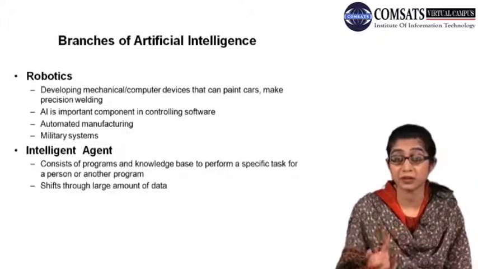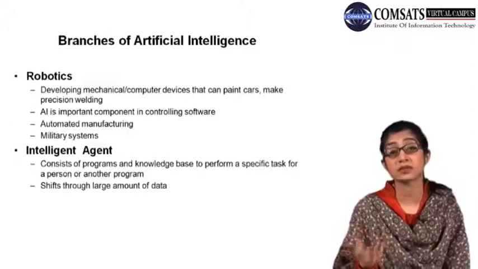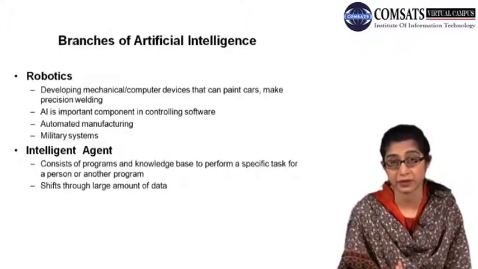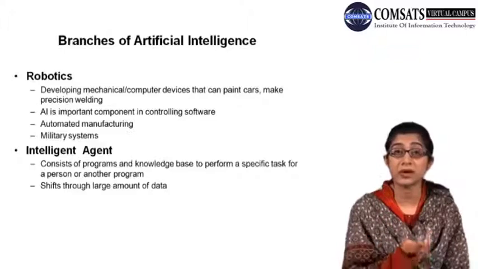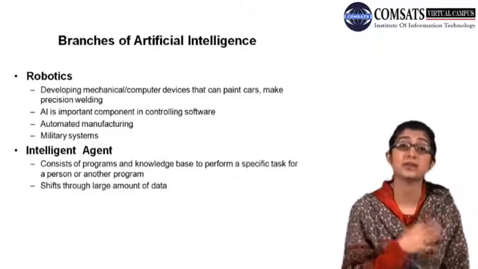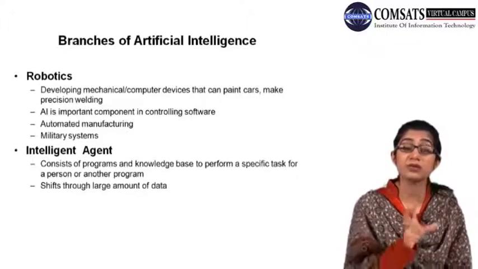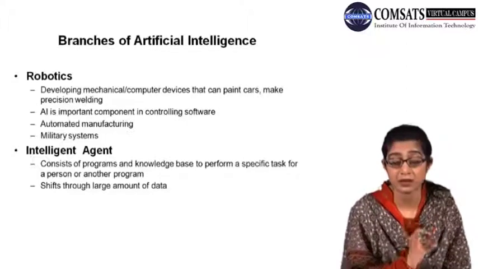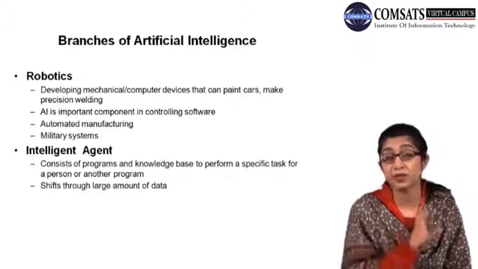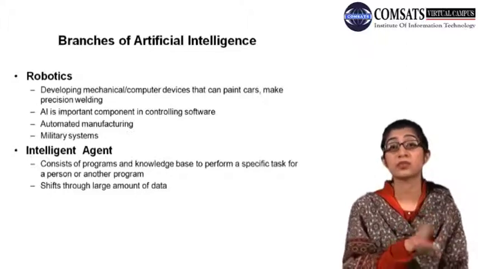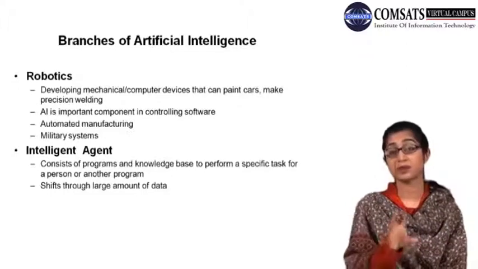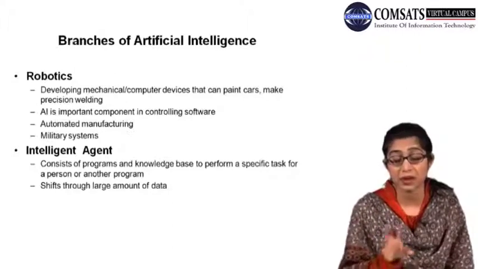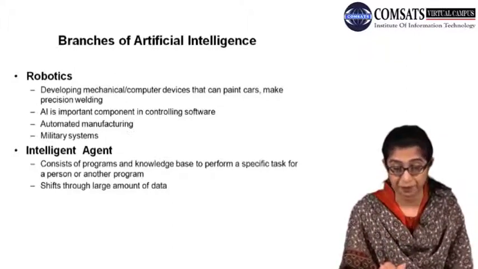robots. And a special kind of software works behind them, which is called controlling software, and the very important aspect of that controlling software is artificial intelligence. So the main component in that software consists of artificial intelligence, that is, the intelligence is specifically programmed inside them. So that's why it's called artificially programmed intelligence.